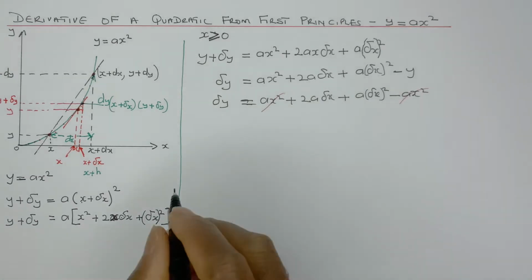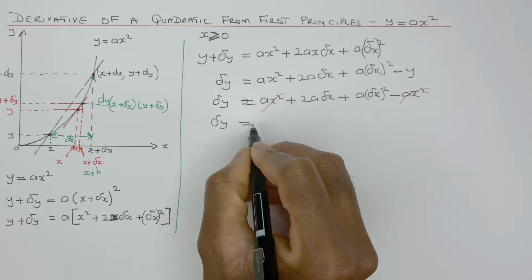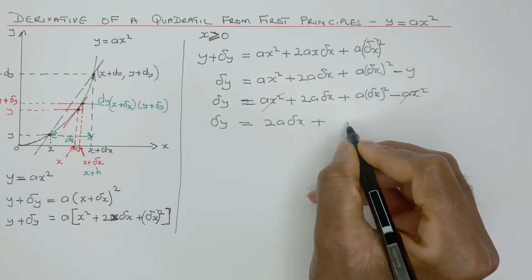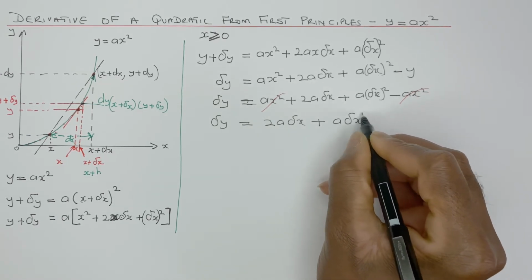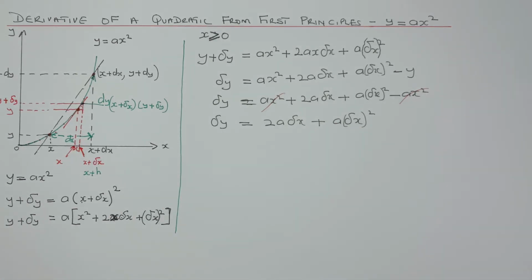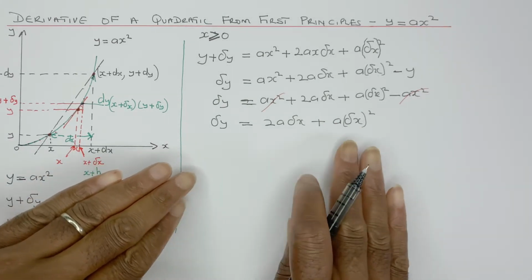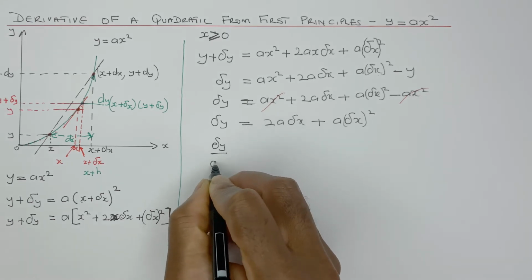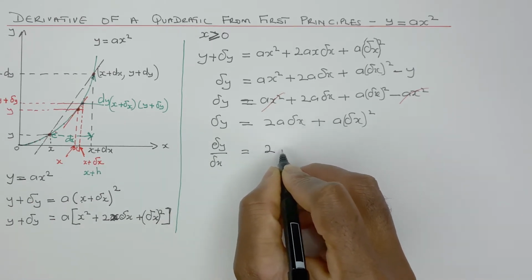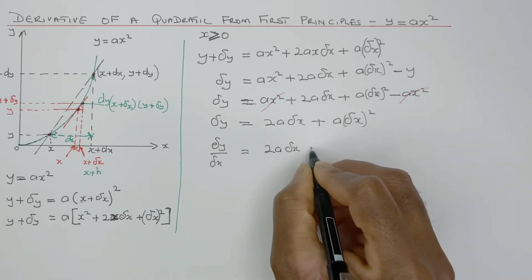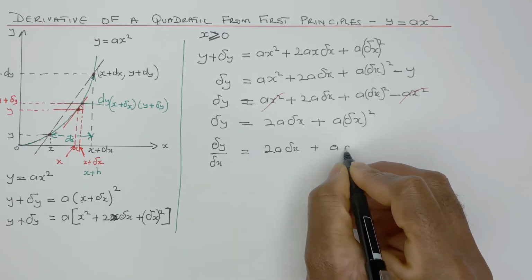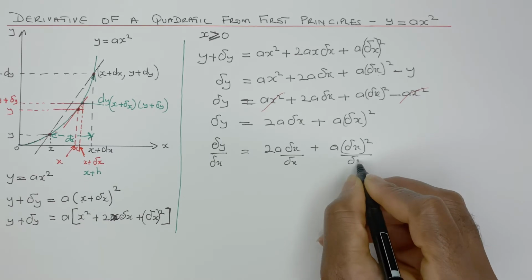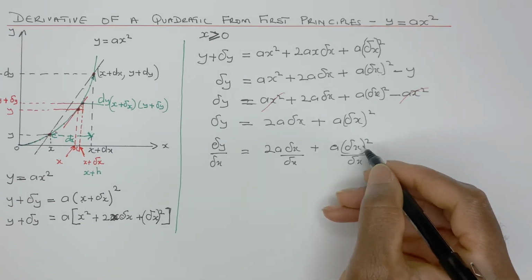So that's the same thing here. And then we have delta y equals 2ax delta x plus a delta x all squared. Right, so now what we need to do is divide both sides by delta x, because that's the goal here. Delta y over delta x equals 2ax delta x plus a delta x all squared, divided by delta x, and that's divided by delta x. Well, delta x cancels delta x. You're left with one delta x here.